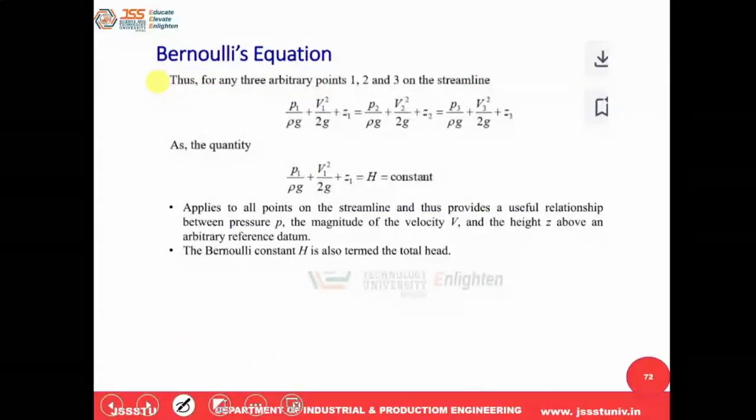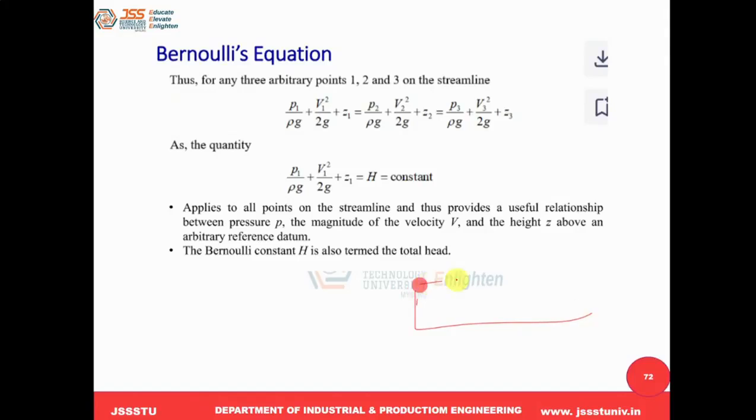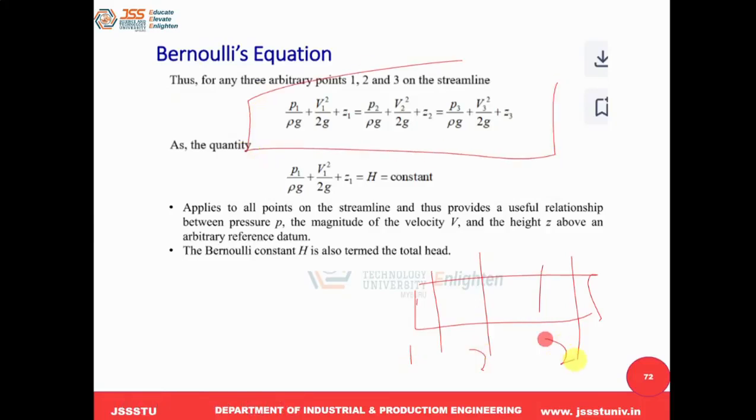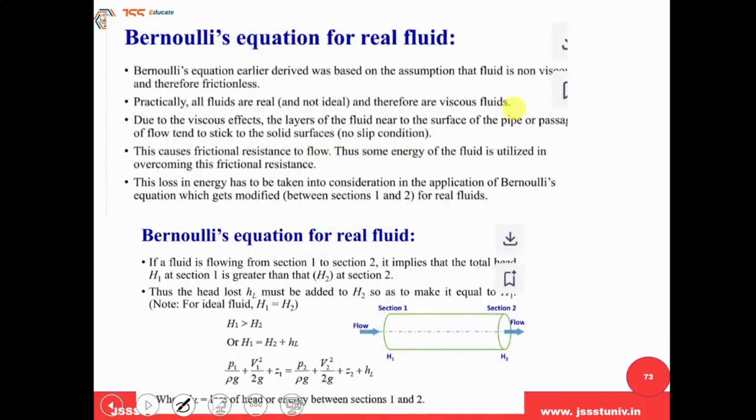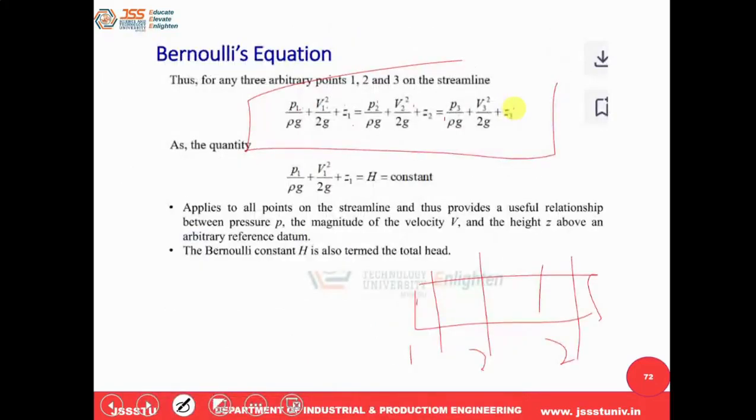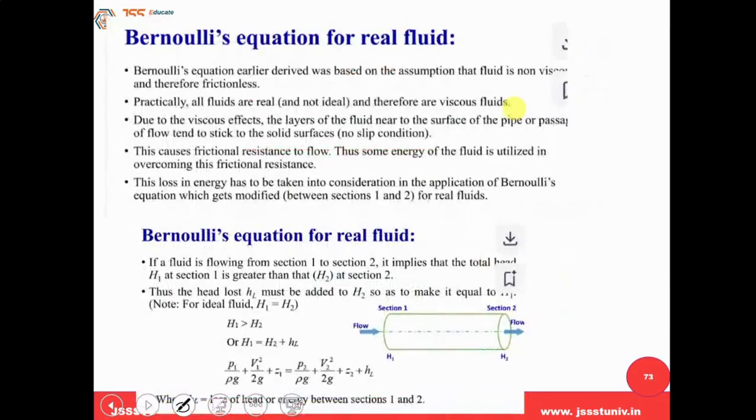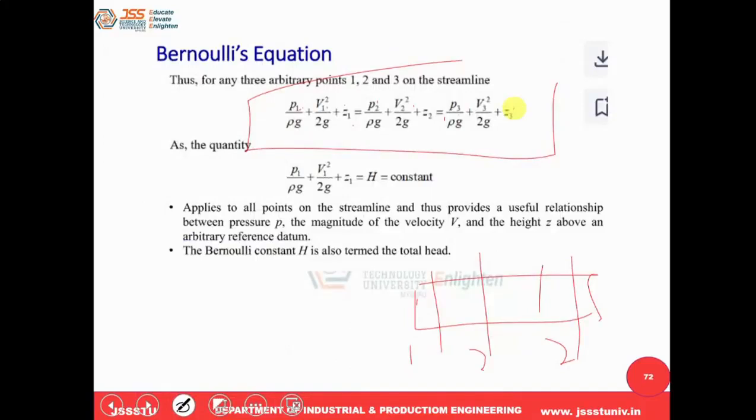Suppose I take the same Bernoulli's equation considering two sections, let us say section 1 and section 2. If you take any number of sections, it will be a constant, like section 1, section 2, section 3. We just replace with the suffix number: here 1, 1, 1, here 2, 2, 2, here 3, 3, 3. That's all, it is constant. But as I told you, this is only applicable for an ideal fluid, and practically there is no ideal fluid.